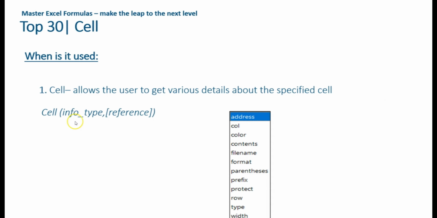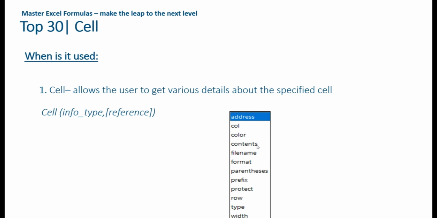So first of all, we need to specify the input type, and then the reference is an optional thing really. I'll show you what I mean by reference, but the input type is this. So I have included this screenshot as well. So you have all these different details that you can actually choose from, choose what to get as an outcome.